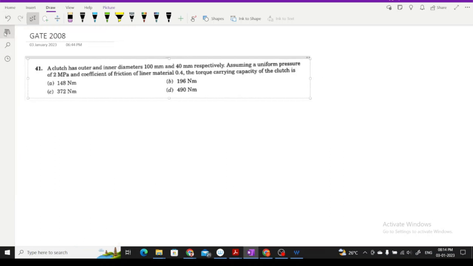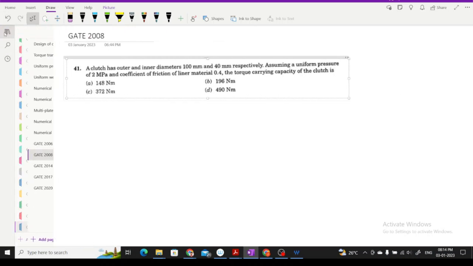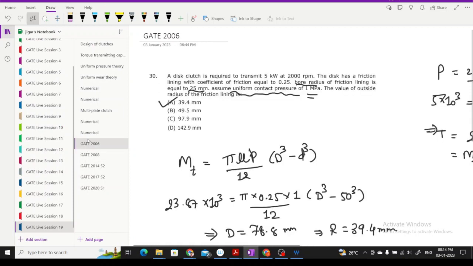Sir, so how 12 came there? Actually, it is in terms of this pressure, right? It is not in terms of that axial force. When you write it in terms of axial force, at that time it will be mu into capital P by 3, then capital D cube minus small d cube upon capital D square minus small d square. Okay? Yes, sir. Yes. Okay.